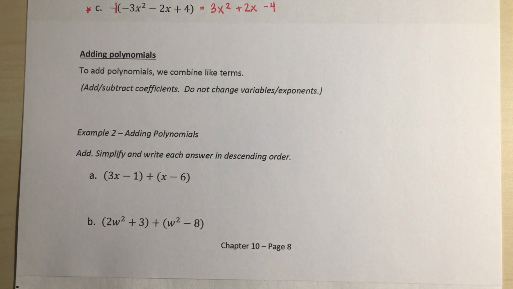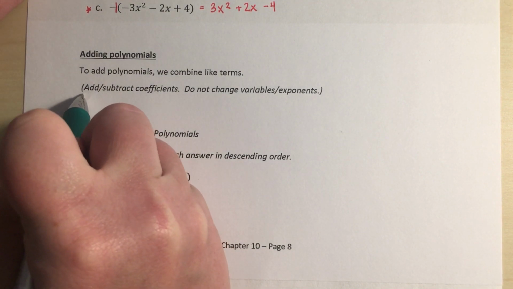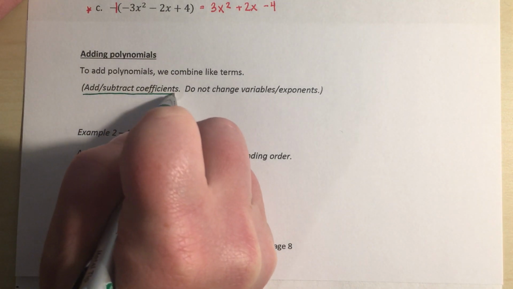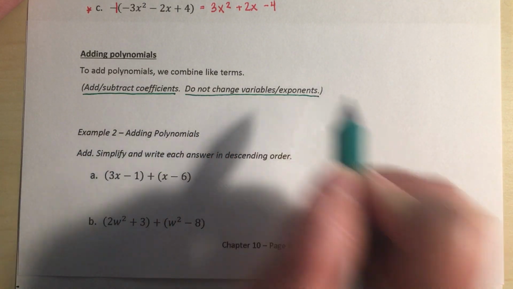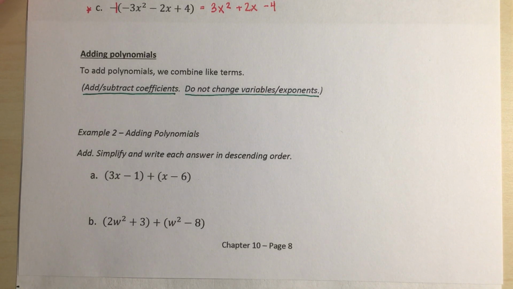Right, we're going to continue on in section 8.3 by adding polynomials. To add polynomials, we are going to combine like terms. Remember, when we are combining like terms, we are just adding and subtracting our coefficients. We are not changing our variables or our exponents. So we're just going to be using our coefficients in these problems. Again, very similar to what we just saw in the last section.